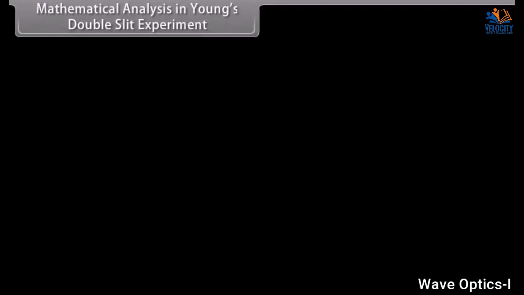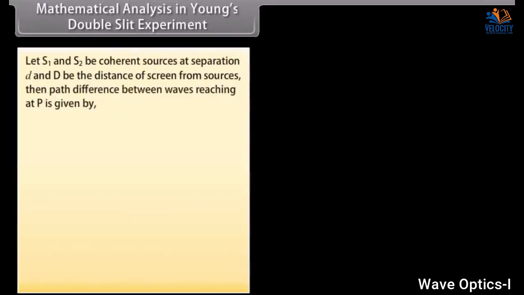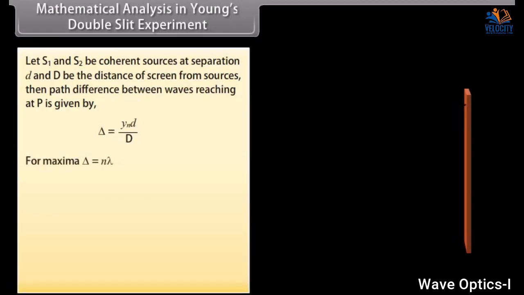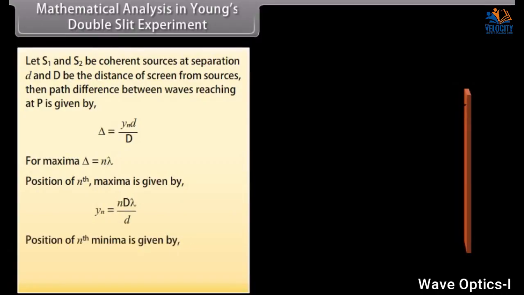Mathematical analysis in Young's double-slit experiment. Let S1 and S2 be coherent sources at separation d and capital D be the distance of the screen from the sources. Then the path difference between waves reaching at P is given by the product of yn and d divided by capital D. For maxima, delta is equal to n lambda, and the position of the nth maxima is given by n capital D lambda upon small d. The position of the nth minima is given by (n minus 1 upon 2) into capital D lambda upon small d.